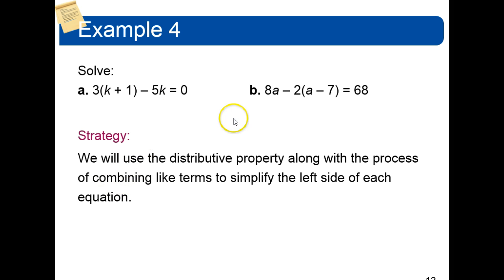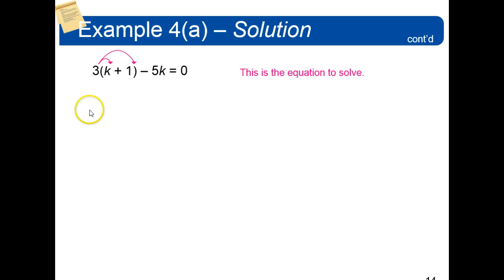Our strategy for both of these is that we will use the distributive property along with the process of combining like terms to simplify the left side of each equation. We're going to distribute the 3 to the k and to the 1. We learned about this in the first chapter. 3 times k is 3k. 3 times 1 is 3. So we get 3k plus 3 minus 5k equals 0.